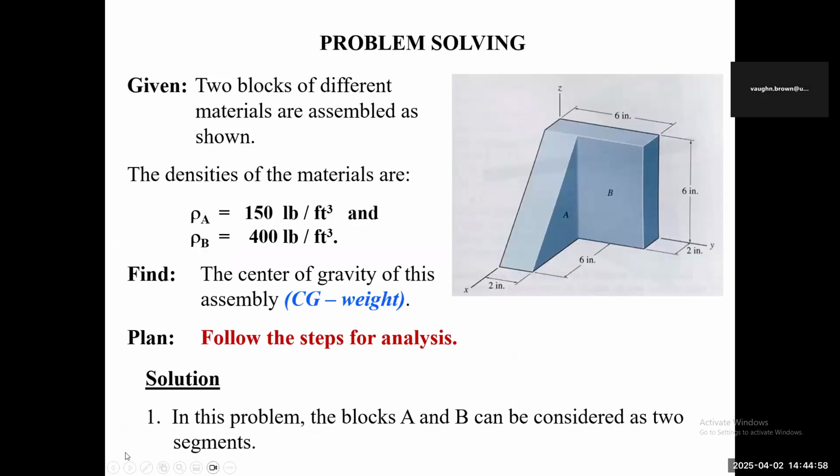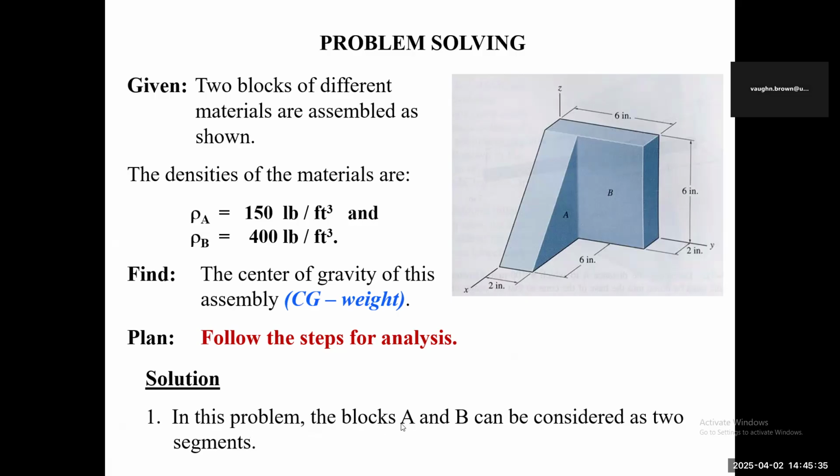All right, let's look at this figure here now. You may never get something like this, but still we're going to go through it quickly. A figure like this has 2 blocks of different material and they are assembled as shown. The densities of the materials are density A and density B. A is 150 and it is in pounds per cubic foot, and this one is 400, so this is an apparently heavier material. You must find the center of gravity of the assembly, so you're going to follow some steps here to do it.